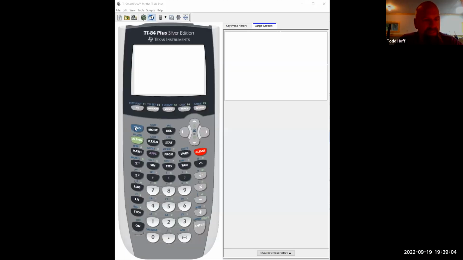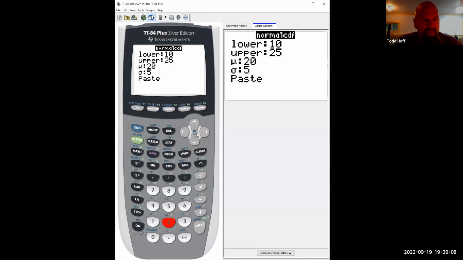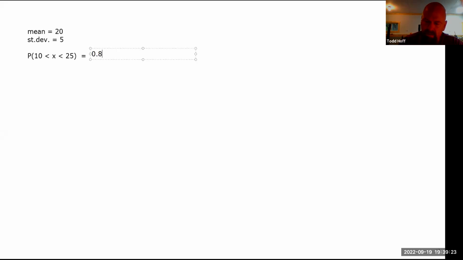There, hopefully that's better. So this will just be a normal CDF from 10 to 25. Second distribution, normal CDF, 10 to 25. So that already stayed in there. Let's just go ahead and hit enter and enter again. You get 0.8186. That's the probability.